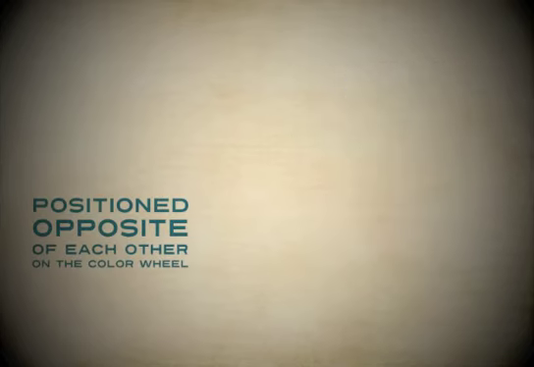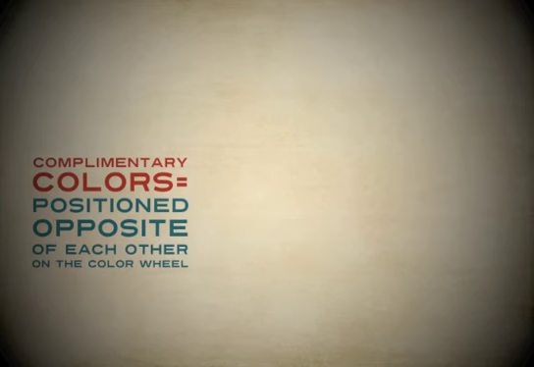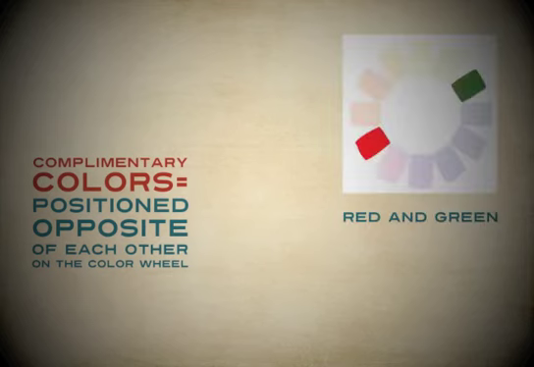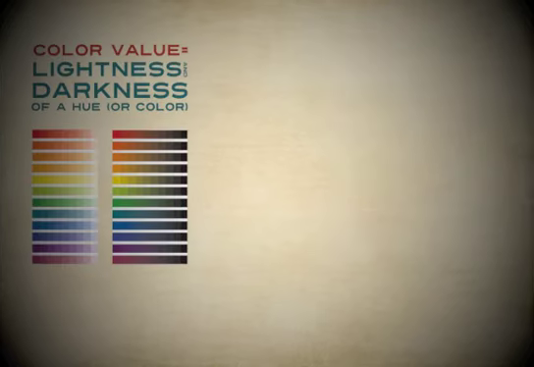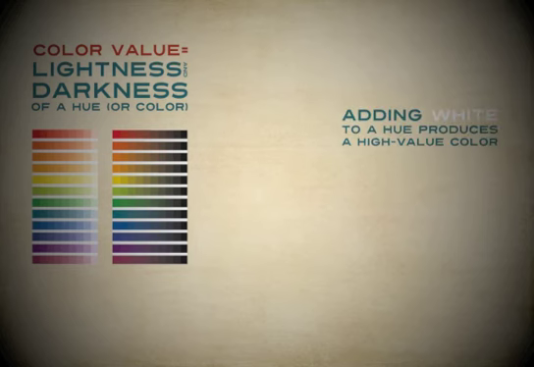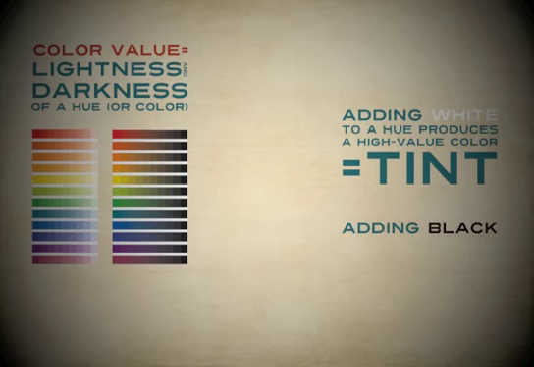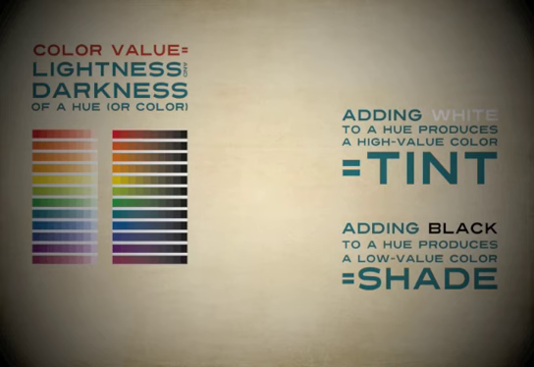When looking at the color wheel, colors that are positioned opposite of each other are called complementary colors. Red and green, orange and blue, yellow and violet. Color value refers to the lightness or darkness of the hue. Adding white to a hue produces a high-value color, often called a tint. Adding black to a hue produces a low-value color, often called a shade.